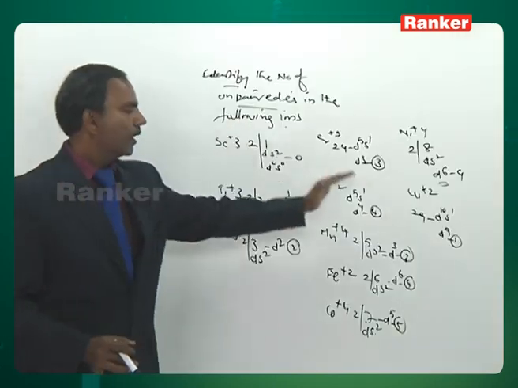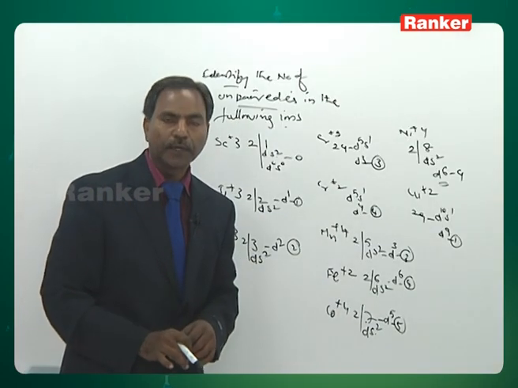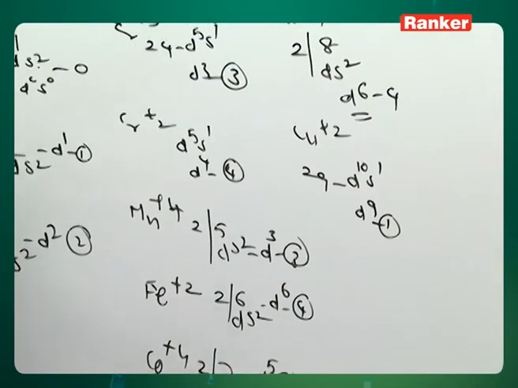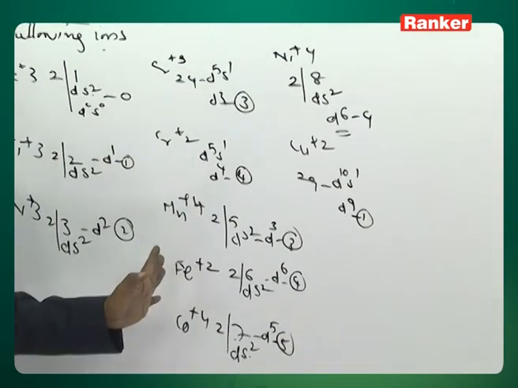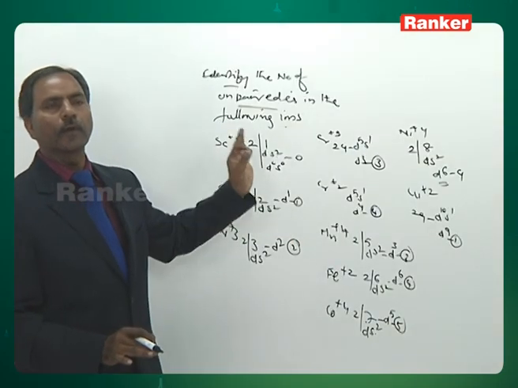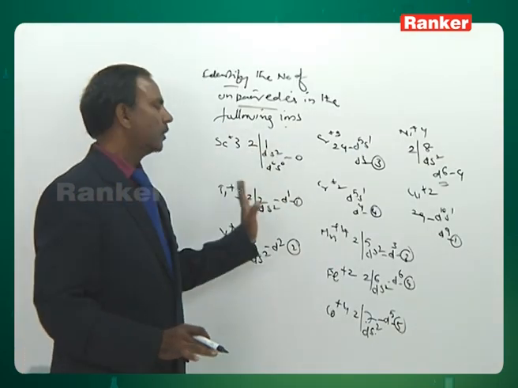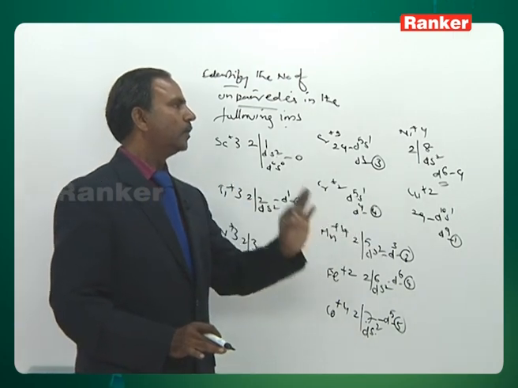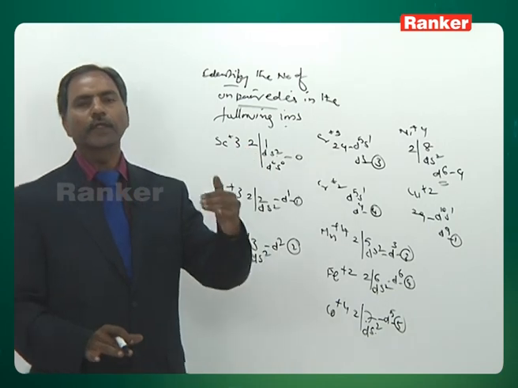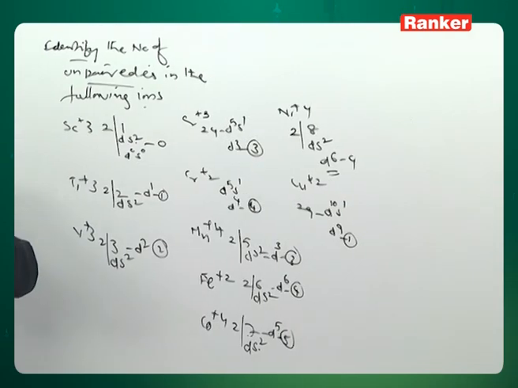Remember, the calculation or identification of number of unpaired electrons is very, very important. In every entrance exam, these questions are appearing. This is the easy way to identify the number of unpaired electrons in a given ion. Once you know the atomic number, you can easily say its configuration and number of unpaired electrons in a given ion.